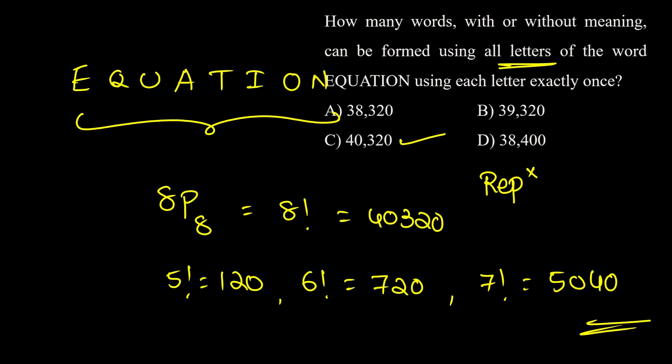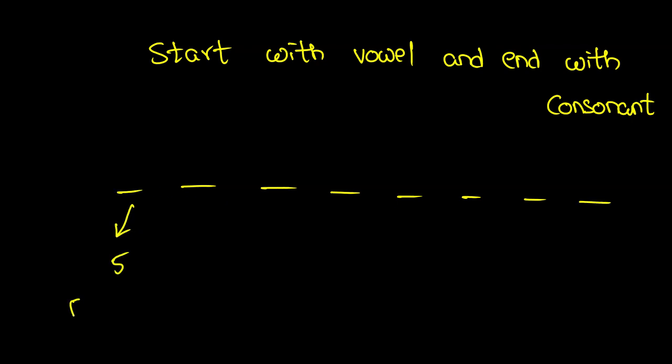Suppose they said starting with a vowel and ending with a consonant. If my question is start with a vowel and end with a consonant, then using all the letters of the word EQUATION, we have 8 slots. So here 5 ways, because there are 5 vowels available, and here only 3 ways.